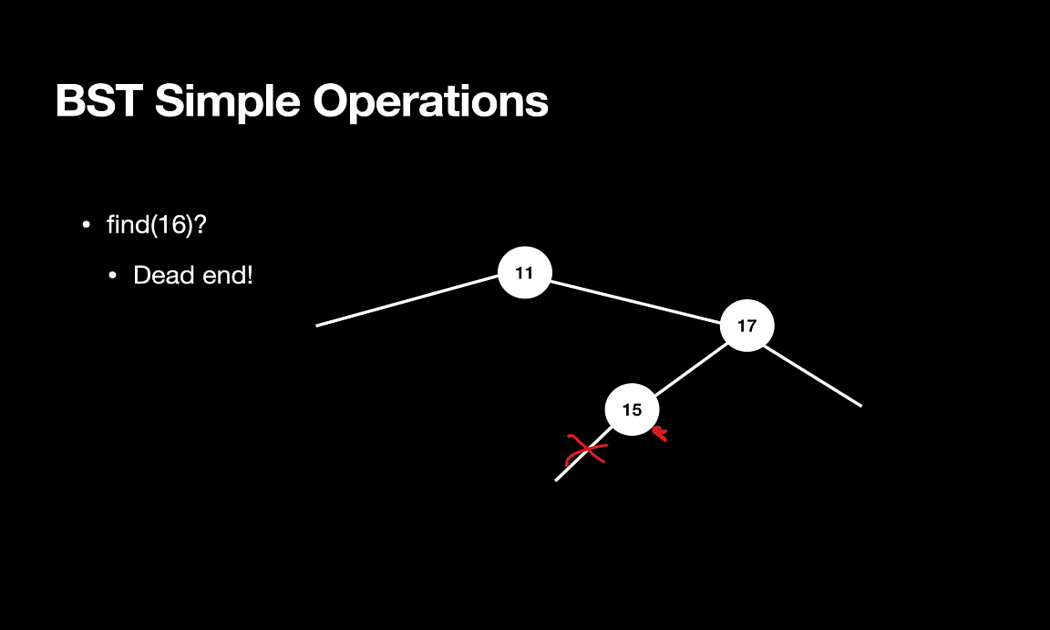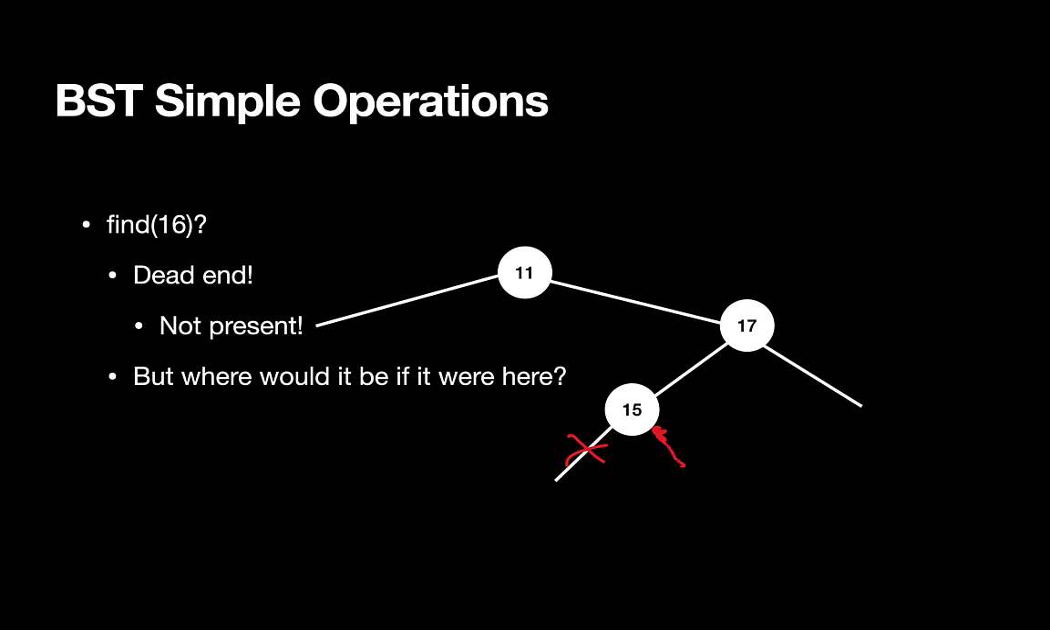Oh, but it turns out that that is a dead end. There's nothing to the right of 15. It's not present. But that raises an interesting question. Where would the number 16 be if it were in this tree? If 16 were in this tree, it would actually belong at this place where we just stopped. Okay, that's a useful property that we'll come back to momentarily.